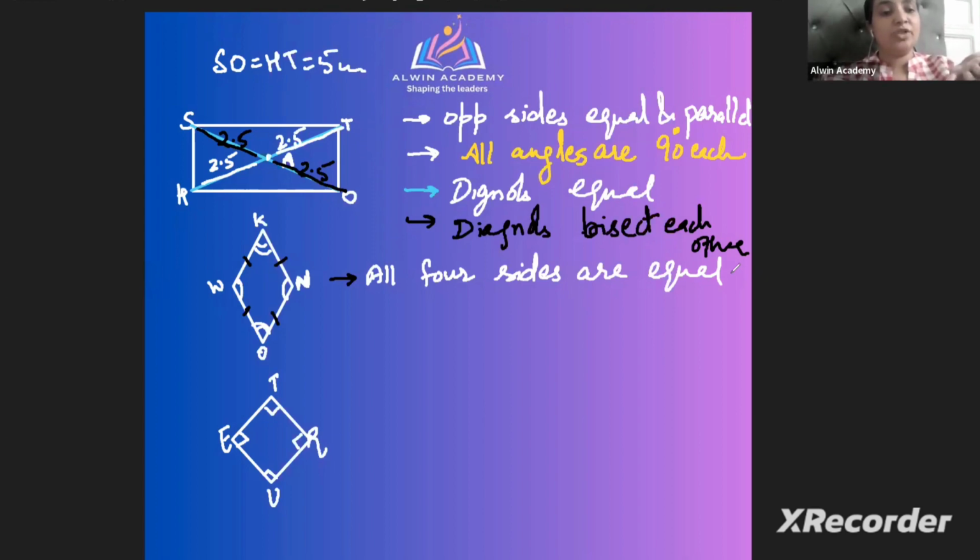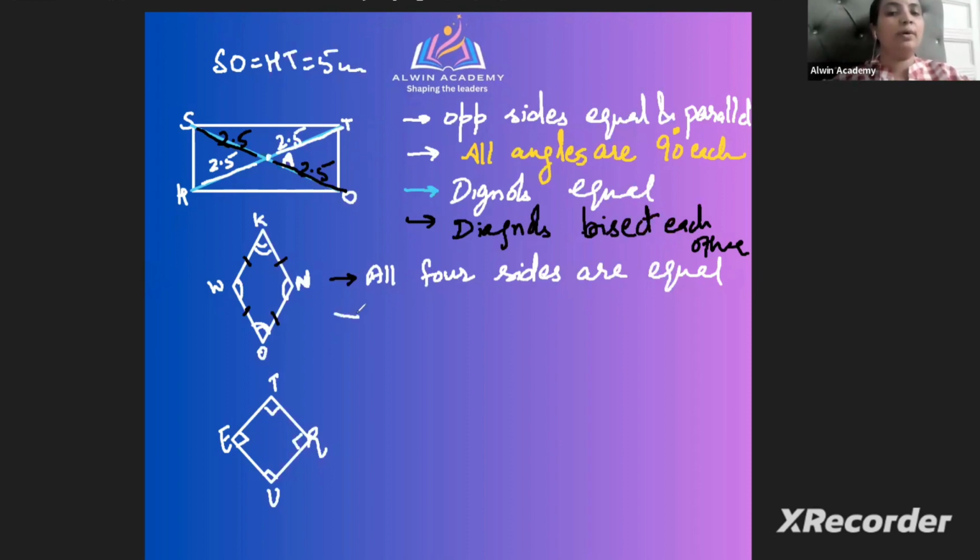Yes. Shrikant, clear or not, beta? Clear, ma'am. Is Sridhar listening? Ma'am, I'm right here. I was taking notes. Okay, good. Very nice. So all four sides are equal. I have noted this here, right?